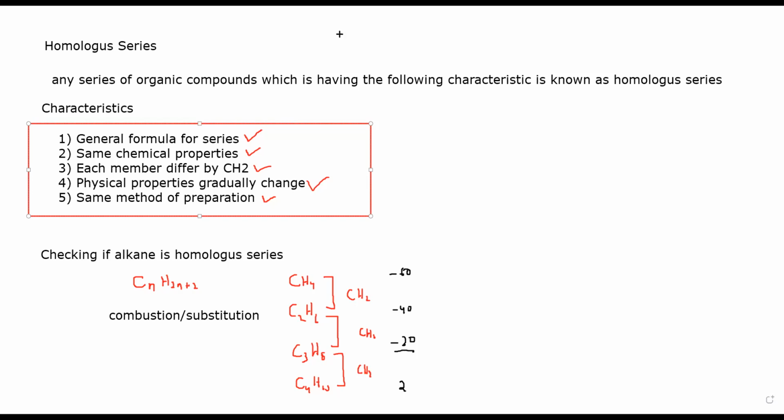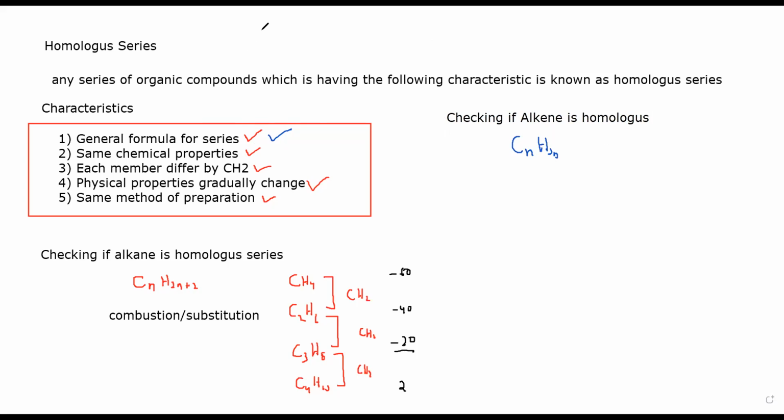Same way, we are checking whether alkene is a homologous series. The first point: they should have a general formula. The general formula for alkene is CnH2n. So that is the first tick.